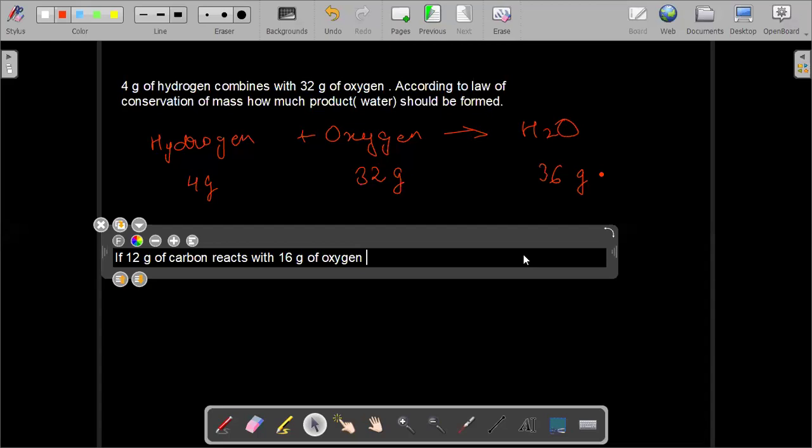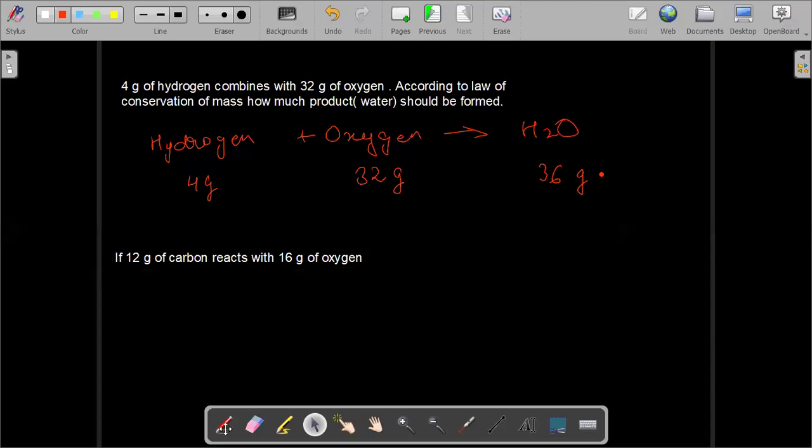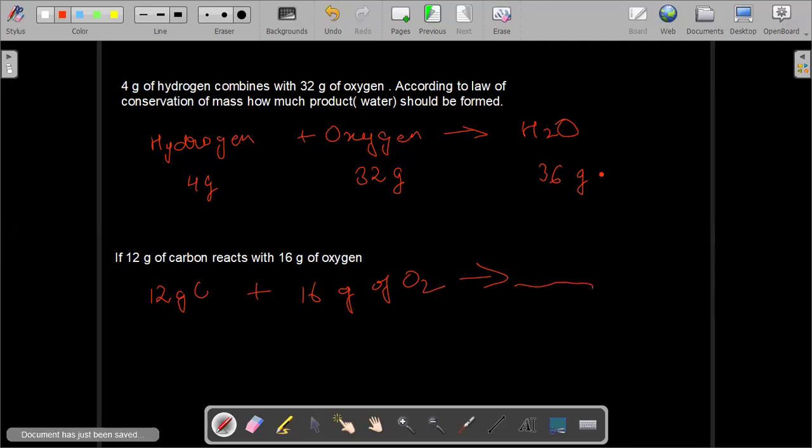Okay. So if you have 12 gram of carbon, and it combines with 16 gram of oxygen, as per the conservation of mass, the mass should not go anywhere. The mass should remain as it is. So whatever product is formed, its mass should be 12 plus 16, that is 28 gram, because there cannot be any loss of mass or gain of mass during the reaction.